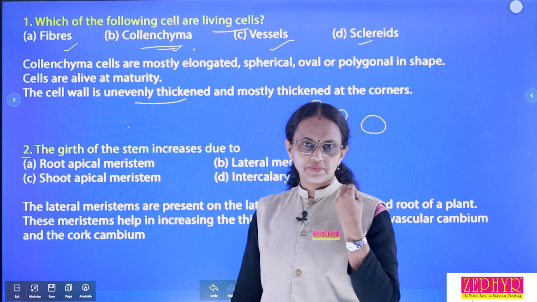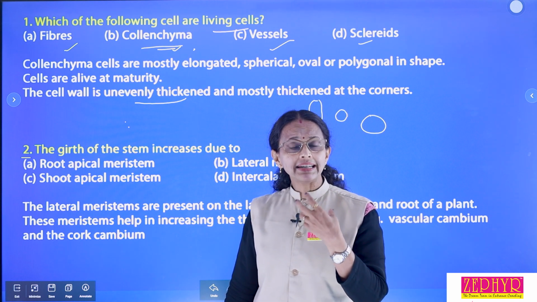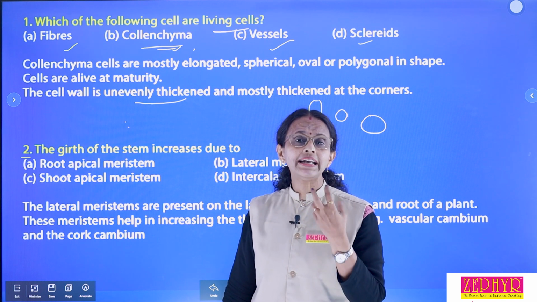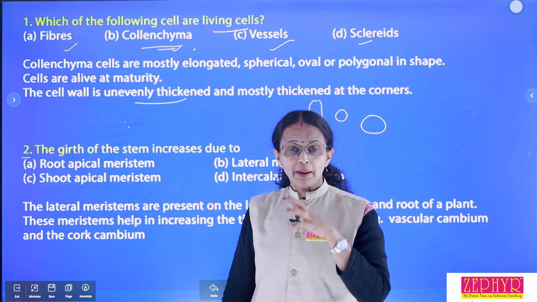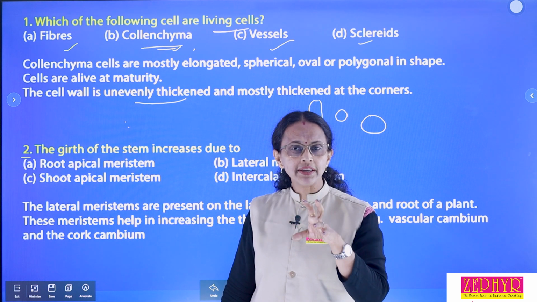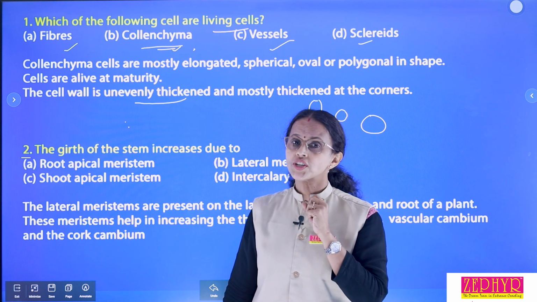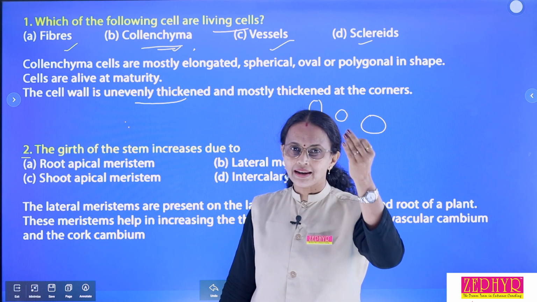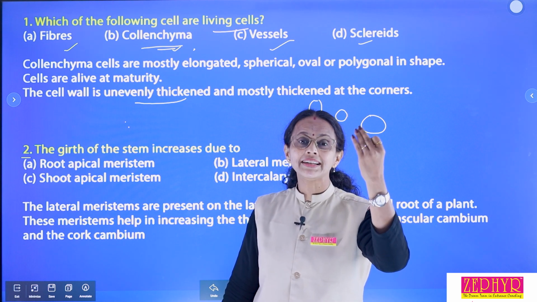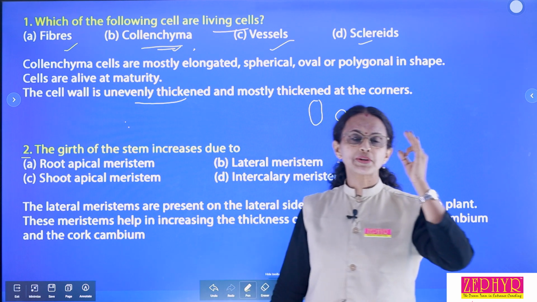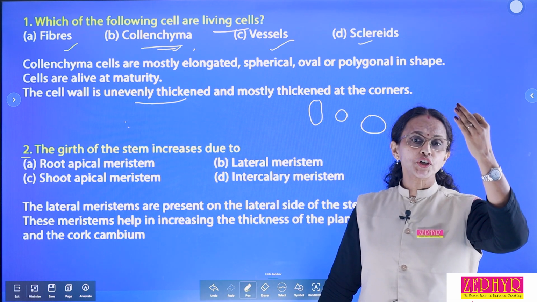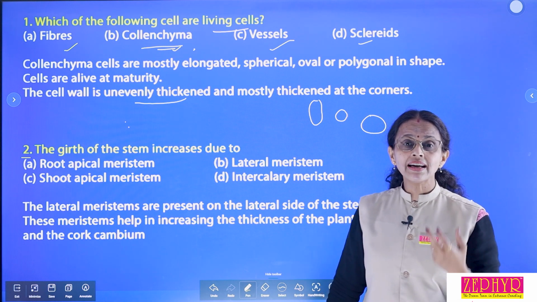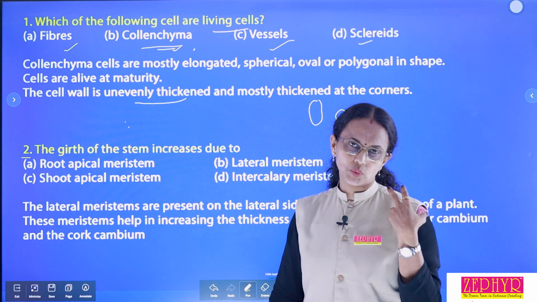What are meristems? Meristems are dividing cells. Continuously or rapidly dividing cells are called meristems. Meristems are classified into three according to position. Which are they? Apical, intercalary and lateral. Apical, apex. What is apex? At the tip. Apical meristem is present at the apex of shoot system and root system. Their function is to increase the length of the stem and root.